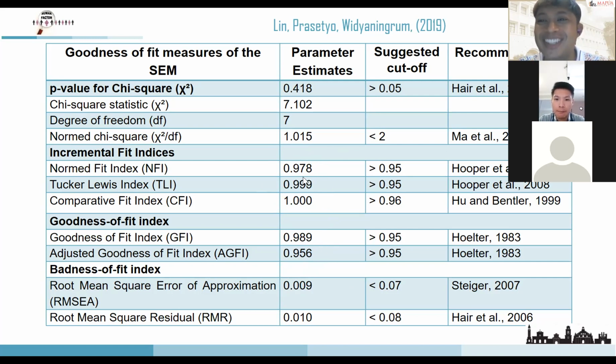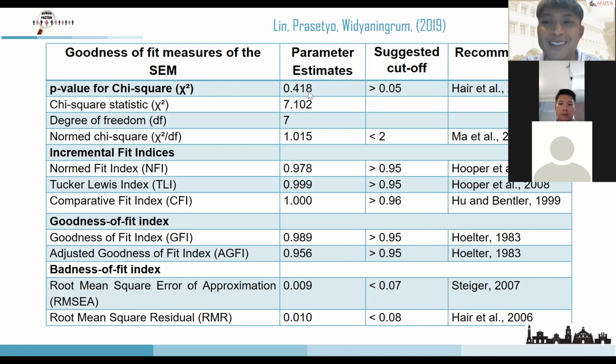But very interesting, everyone, I would like everyone to look at this one. This is very rare to see, SEM studies showing the p-value for chi-square. Very, very rare. But I am so brave to tell everyone, hey, look at my model. It's beautiful. Why is a p-value higher than 0.05 good?